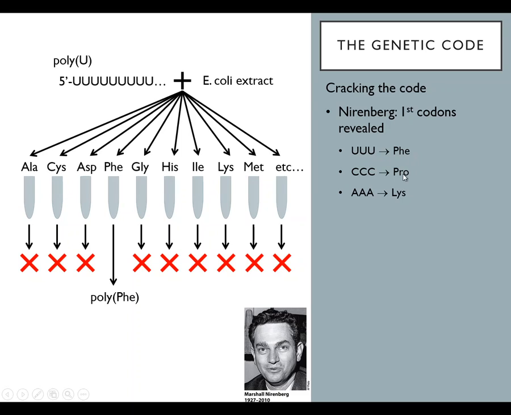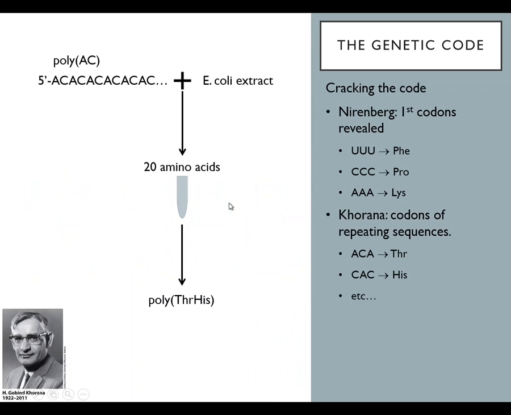So the explanation for that is that this codon UUU must be the codon for the amino acid phenylalanine. And they did that for CCC, which turned out to be the codon for proline, and AAA, which turned out to be the codon for lysine. For technical reasons, you can't make an mRNA out of polyguanosine because polyguanosine makes these tetrahelical structures that can't be translated.